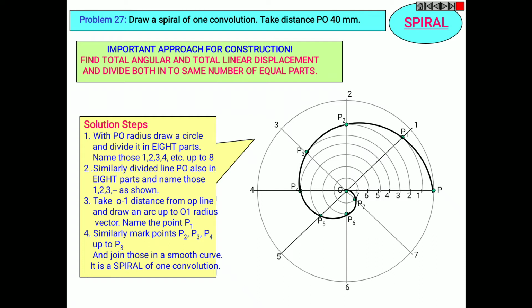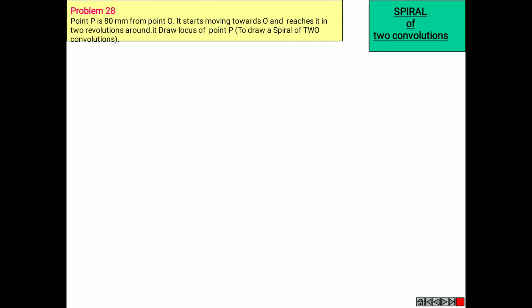Okay, this is about your spiral of one convolution. Next we will move on to the next one, the spiral of two convolutions. Previously we have seen the spiral of one convolution and now we will see the spiral of two convolutions.